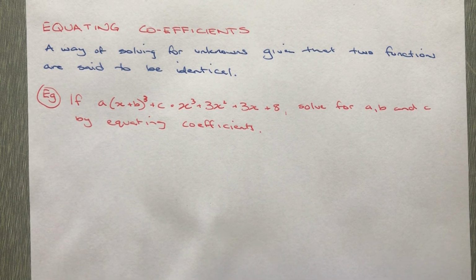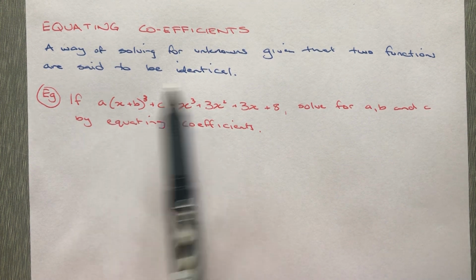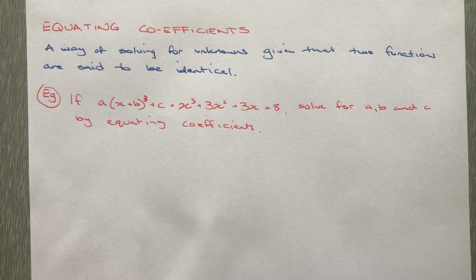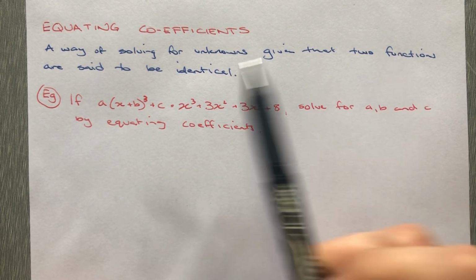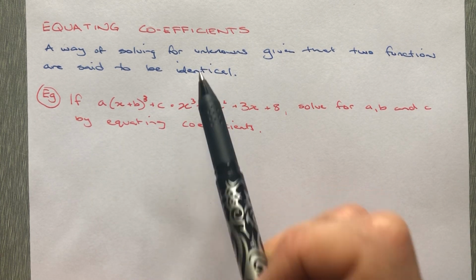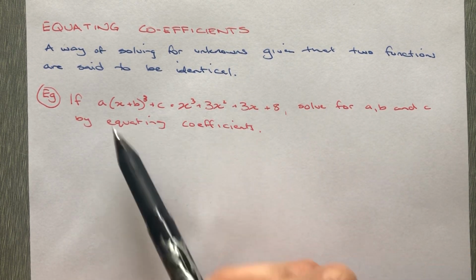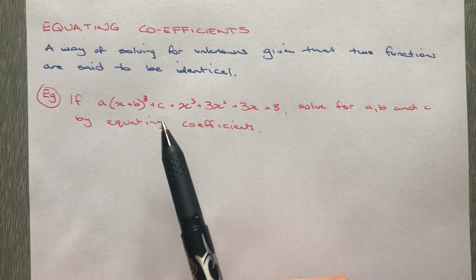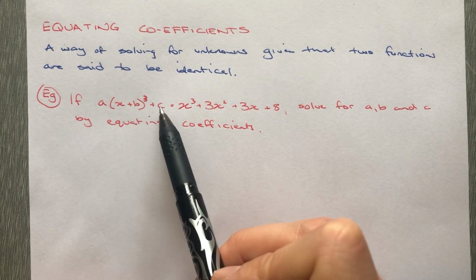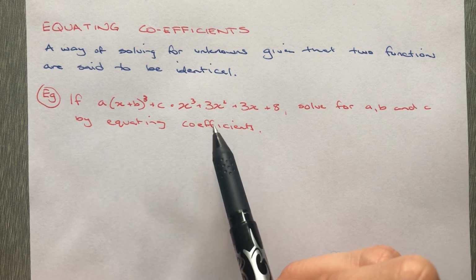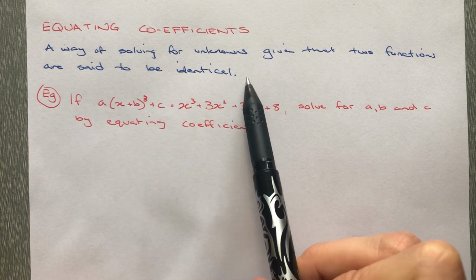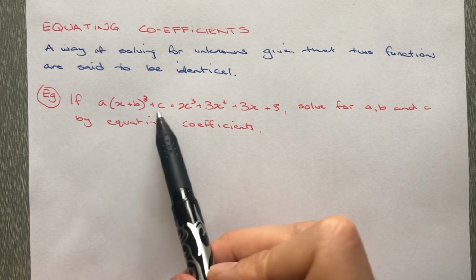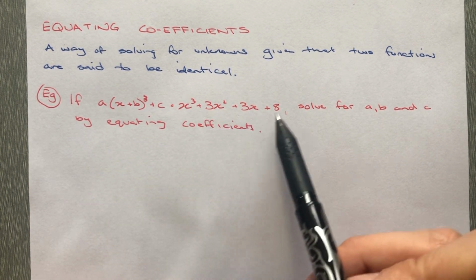Okay, so the last part of this exercise here is going to be equating coefficients. Now in the blue here, it's a really brief explanation of what you're actually doing. So I'm just going to read it out. It's a way of solving for unknowns given that two functions are said to be identical. So if we look at this example here, we're being asked to solve for A, B, and C by equating coefficients. So it's set up here that the two functions are said to be identical. That means we've got this rule here. It's supposed to be identical to this rule here.